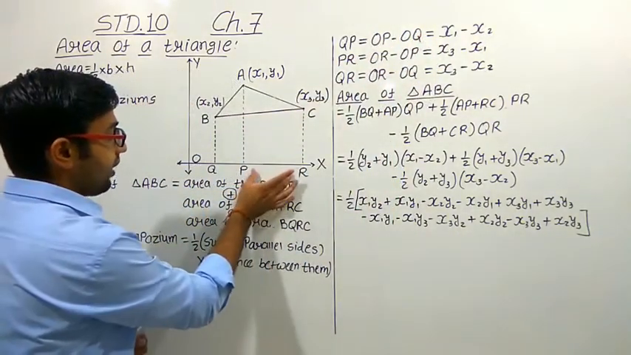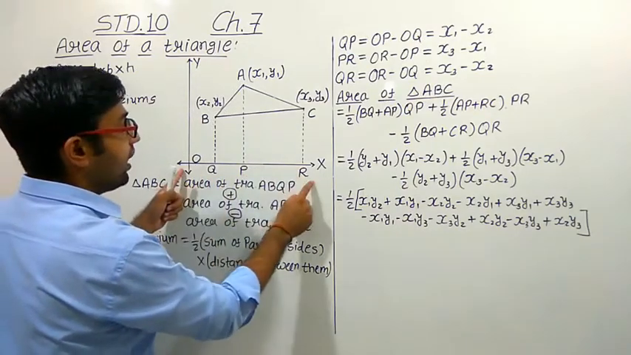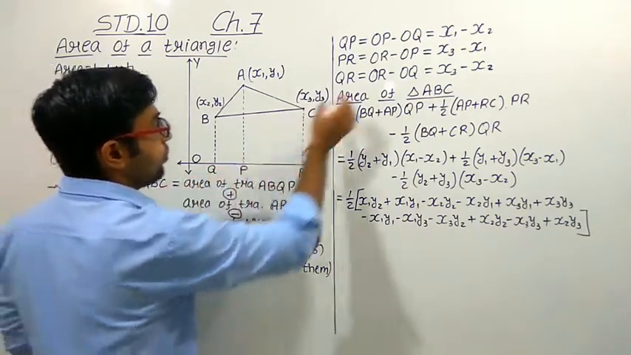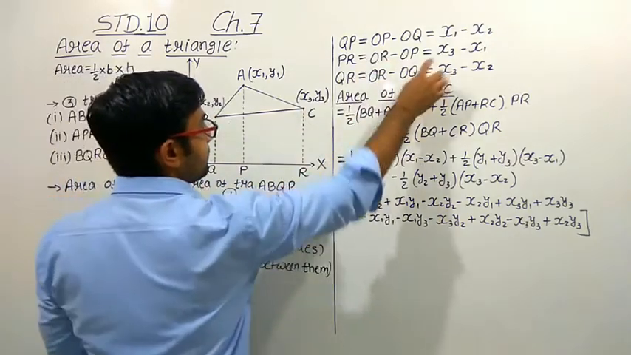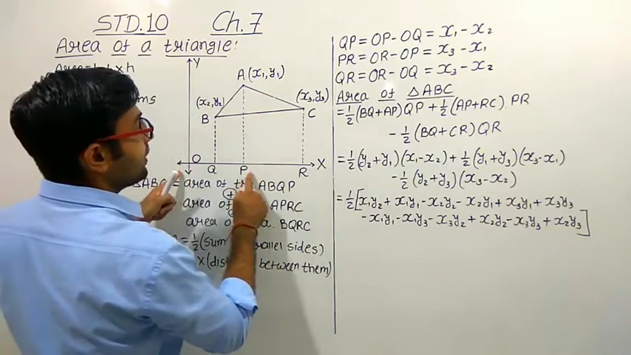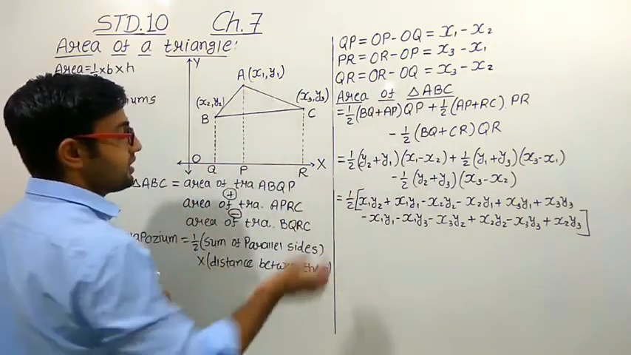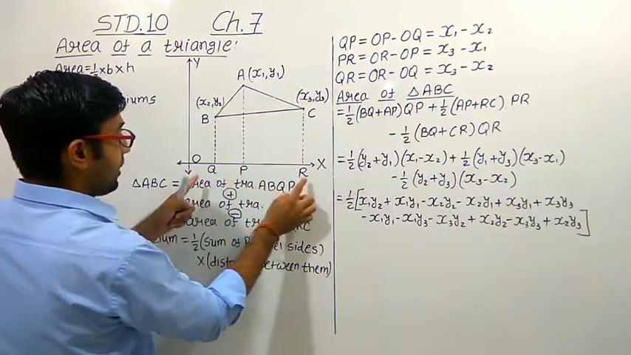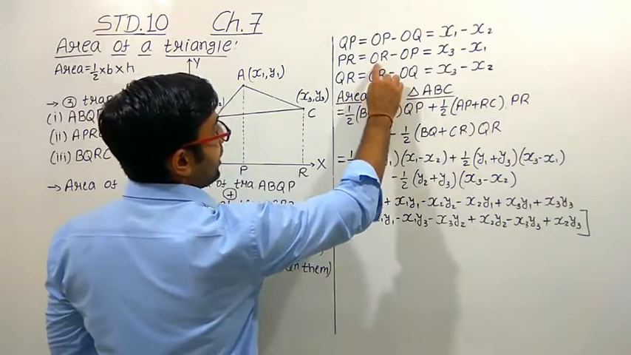In the same way, PR. How can we find out PR? PR means OR minus OP. OR we can write as X3, and OP we can write as X1, right? In the same way, QR. Q to R means OR minus OQ, and OR is what?